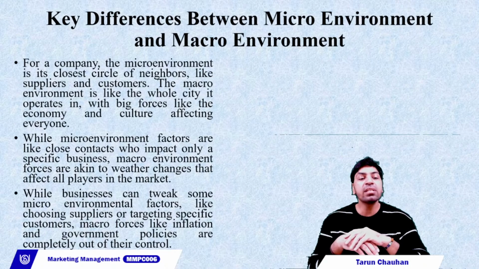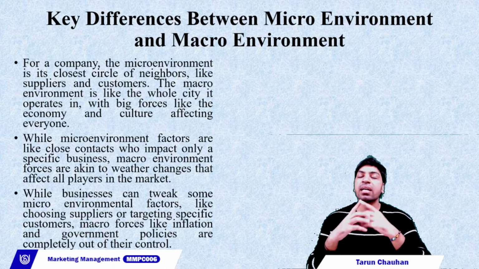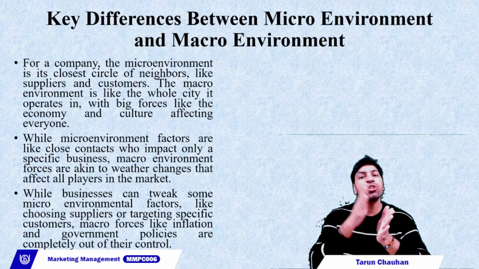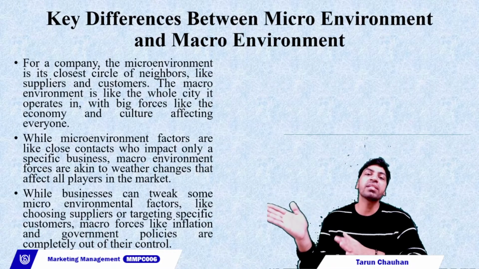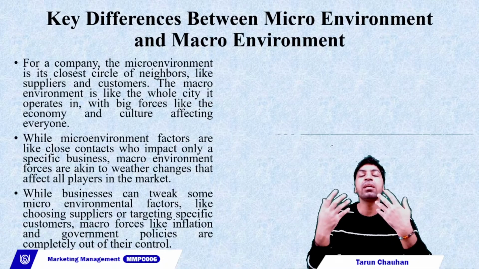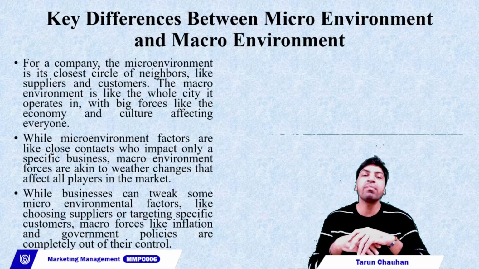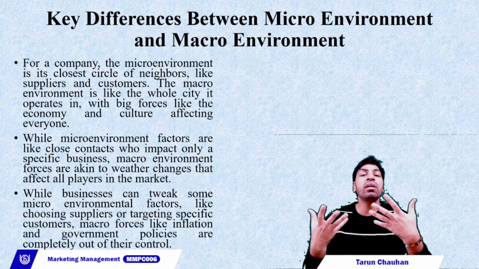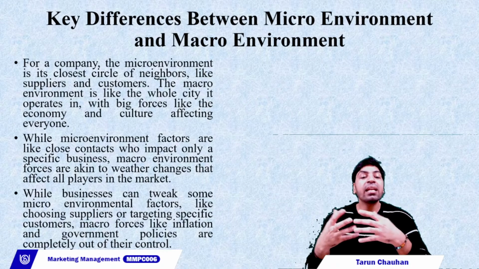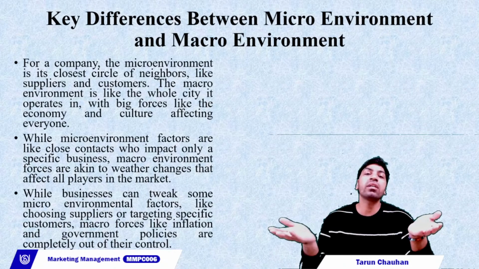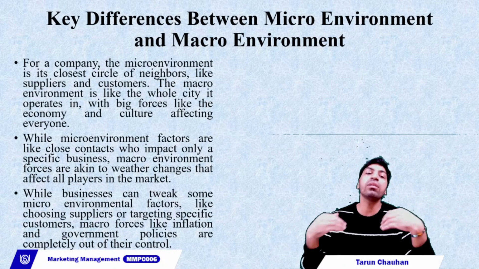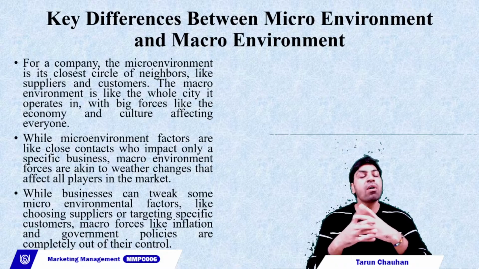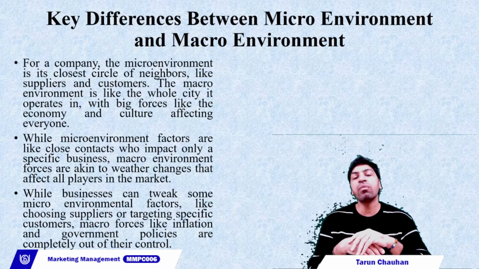But macro forces like inflation and government policies are completely out of control, because the micro environment is within their own control. They can shift forces according to the specific business, or swing micro environmental factors from one to another, but macro factors cannot be controlled. They are out of control, and how the business operates within such a situation is the biggest challenge for a business organization in the macro environment.